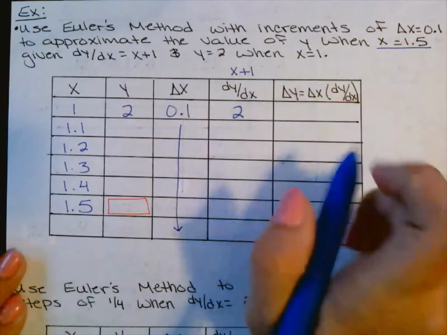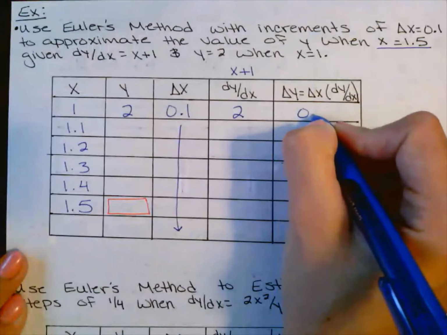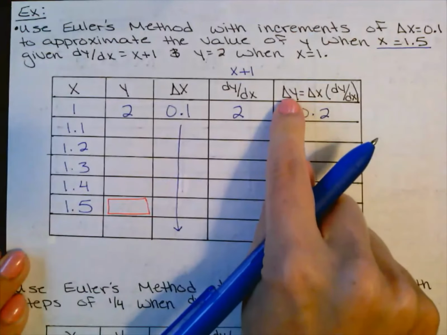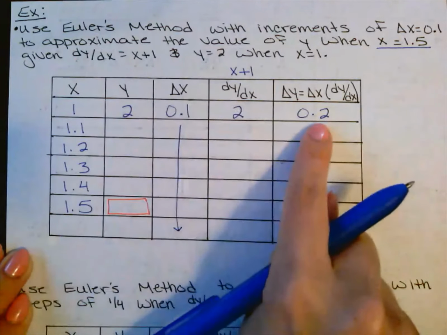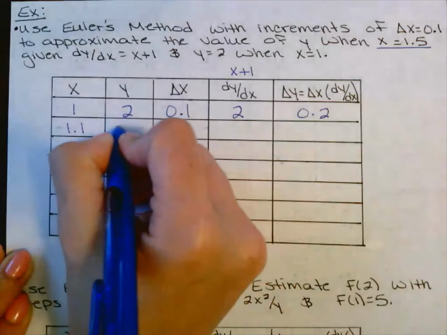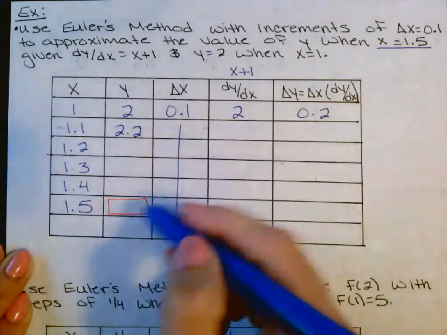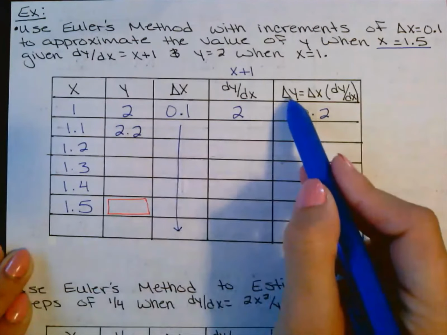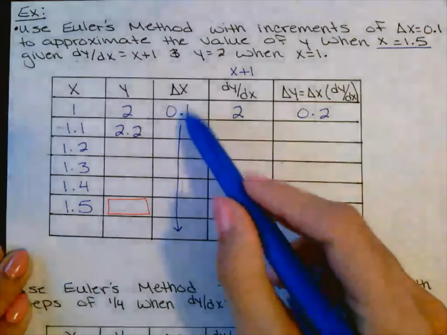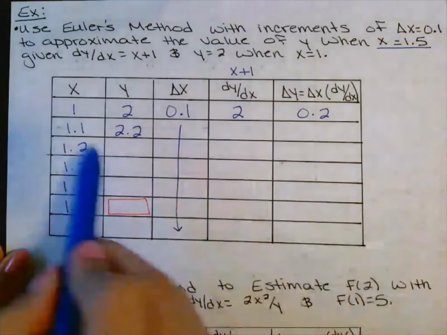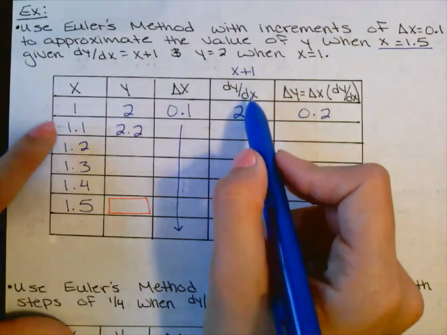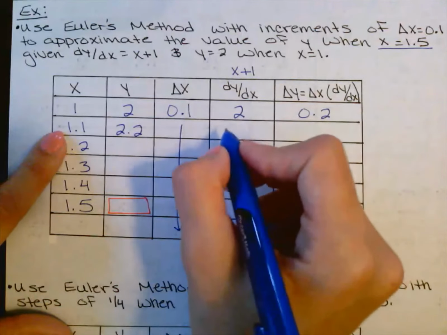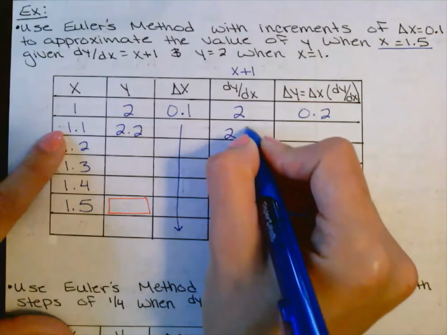So 2 times 0.1 is 0.2. So now my change in y is going to be 0.2. So 2 plus 0.2 is 2.2. You cannot go all the way down the chart because my change in y will be different every time, unlike my change in x. Okay, let's keep on. Dy dx here is going to be x plus 1. So 1.1 plus 1 is going to be 2.1.